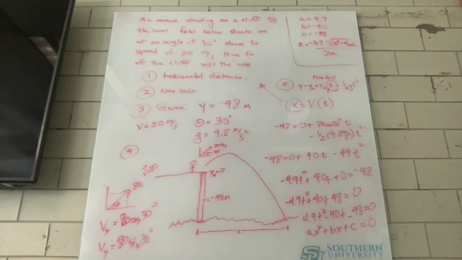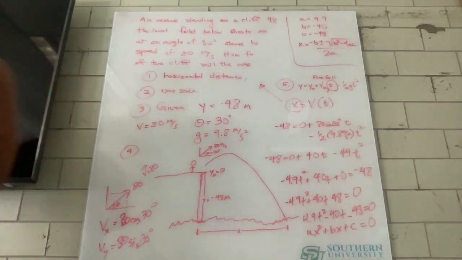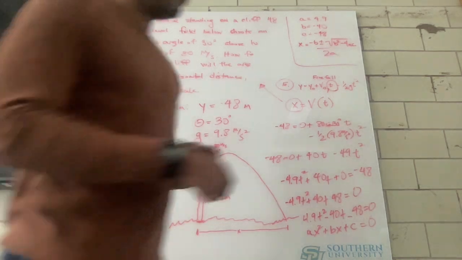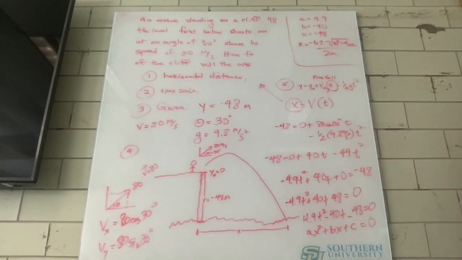B is negative 40, right? So out front, you're going to go positive, because it's a negative B. A is 4.9. And C is negative 48. Yes, indeed.